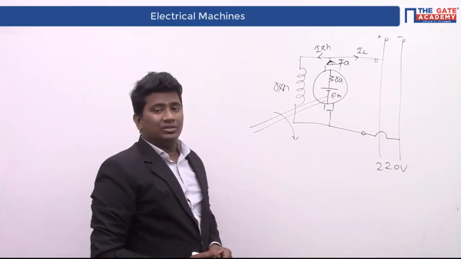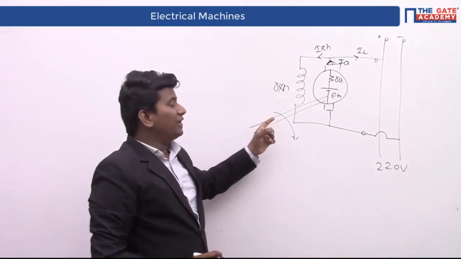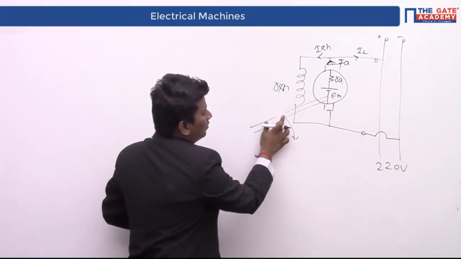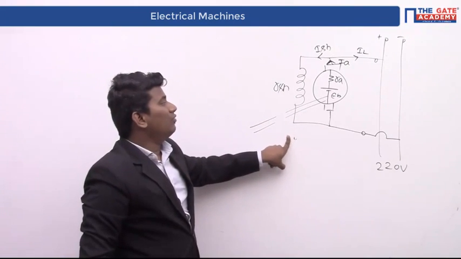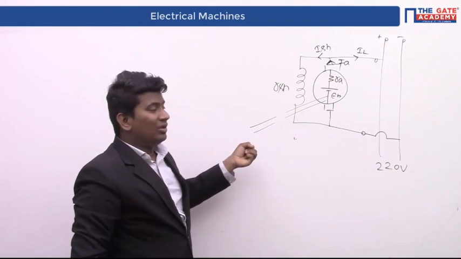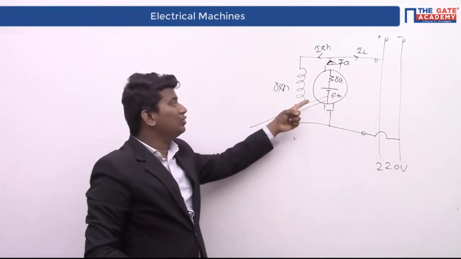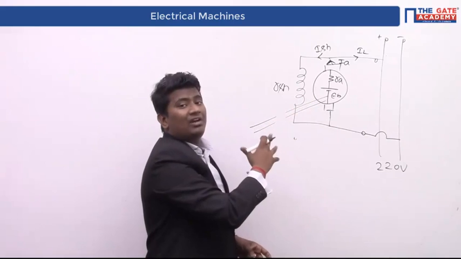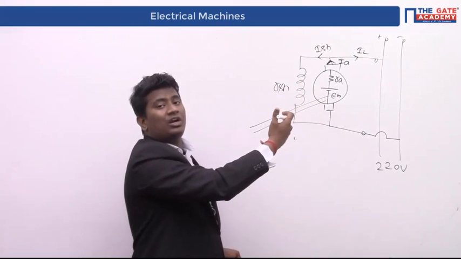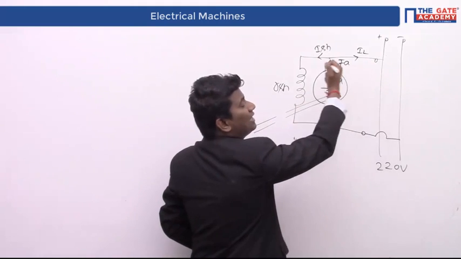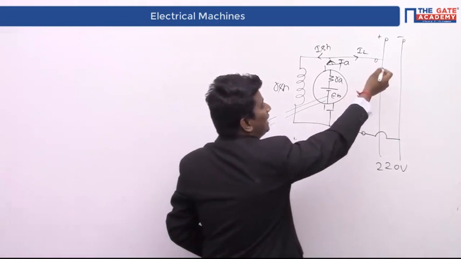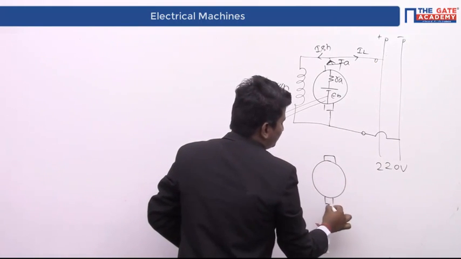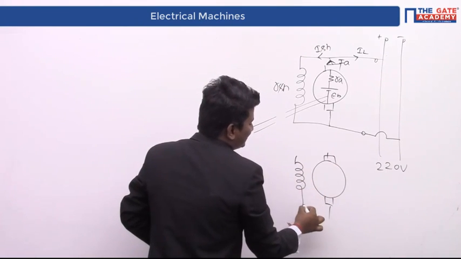Now what is the given question? Due to some malfunction, the belt was broken. If the belt is broken, it means now the mechanical input is suddenly removed. Suddenly if the mechanical input is removed, due to inertia its speed will not be changed immediately. Therefore, it doesn't have enough voltage to produce on its own. Then what will it do? It will take from the supply. Once it takes from the supply, it will act as a motor. Once suddenly the belt was broken, then it will act as a motor.